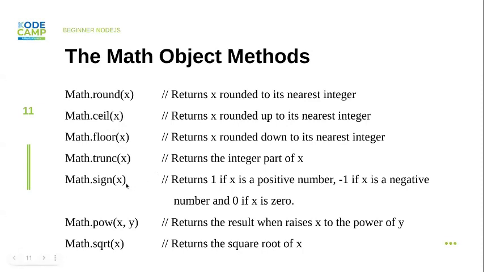Then we have Math.sign. It returns 1 if what you pass in here is positive, it returns -1 if it's negative, and it returns 0 if what you're passing in is 0. Then Math.pow is used to raise x to the power of y. So if you don't want to use the double asterisk, you can use Math.pow. Then you pass in the two values you want. x is the value itself, while y is what you want to raise x to.